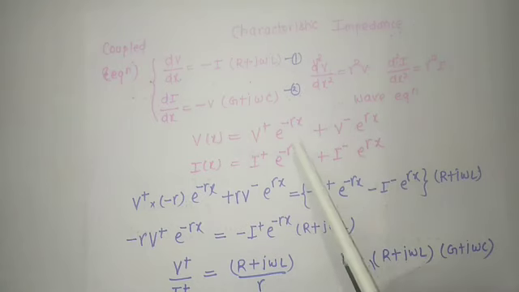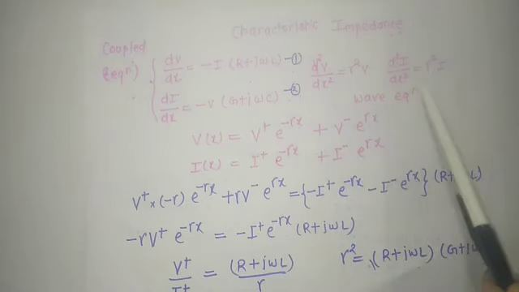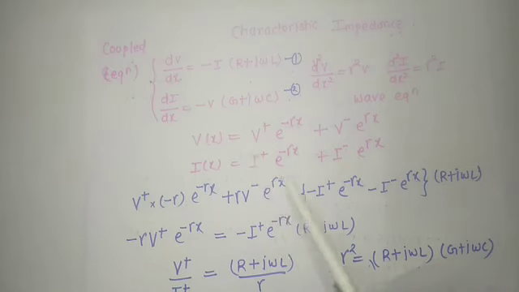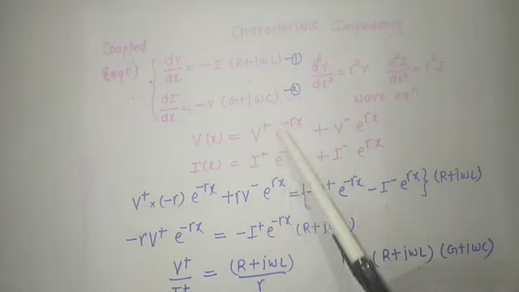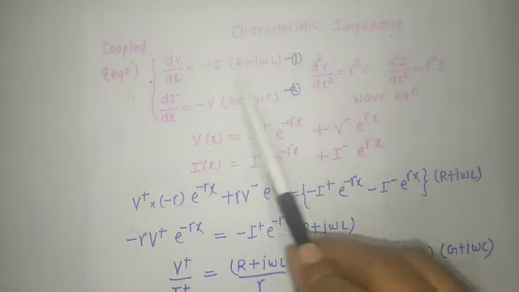In the same fashion, can we write the equation for current? Yes, because both equations look similar. So I can write this is the forward current wave, this is the backward current wave. Okay, put these two solutions in equation 1. What is equation 1?